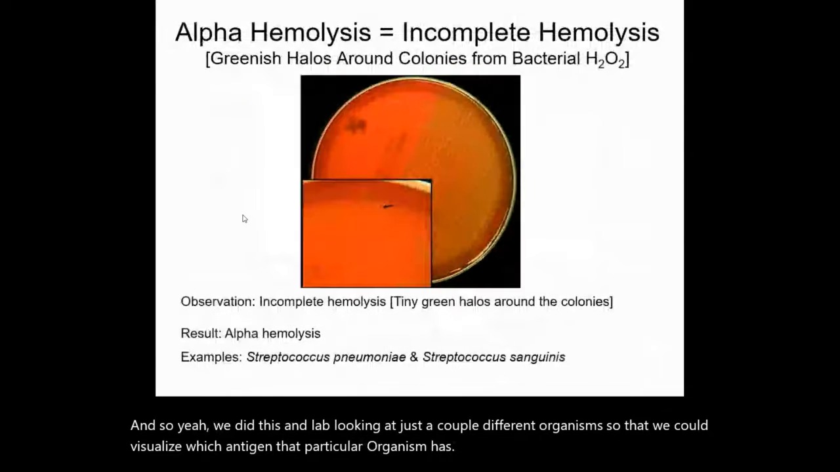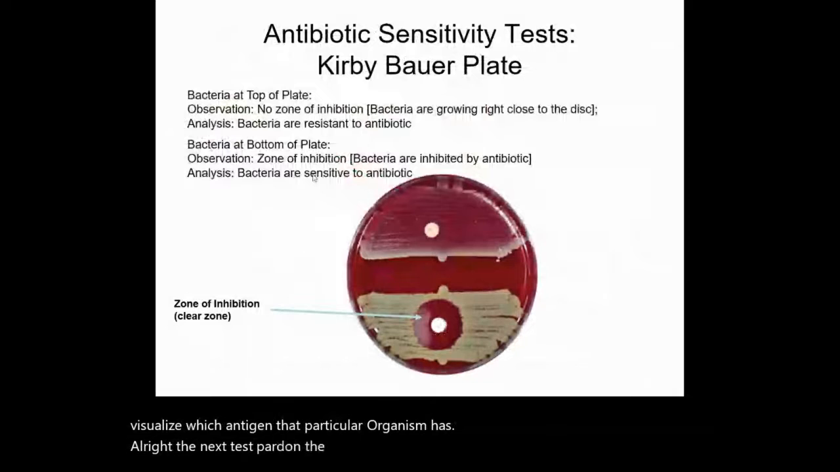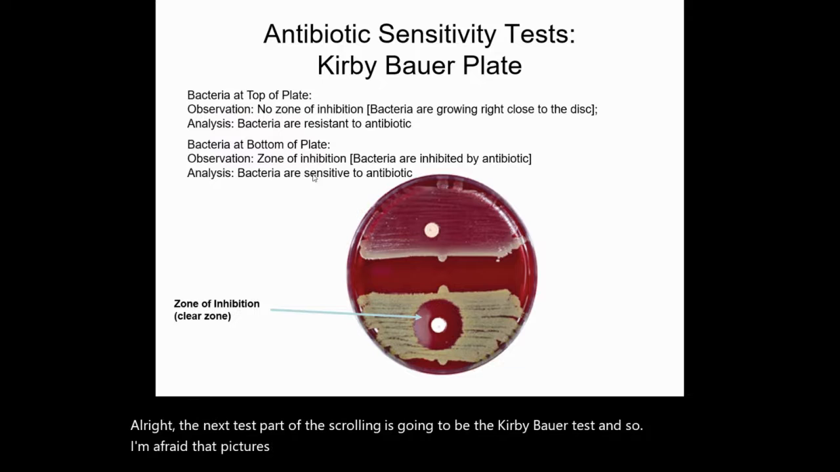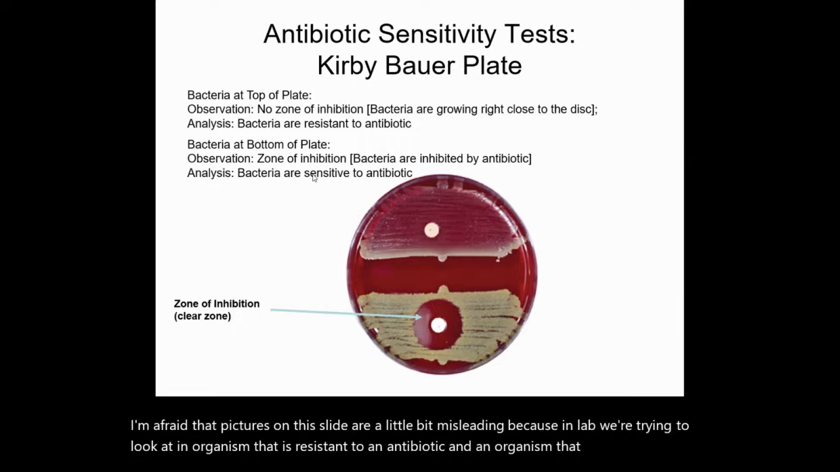All right, the next test, pardon the scrolling, is going to be the Kirby-Bauer test. I'm afraid the pictures on this slide are a little bit misleading, because in lab, we're trying to look at an organism that is resistant to an antibiotic and an organism that is susceptible to an antibiotic.